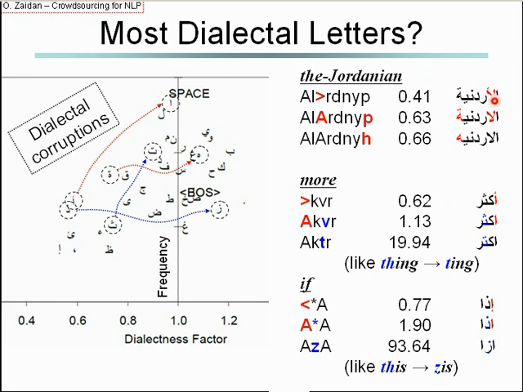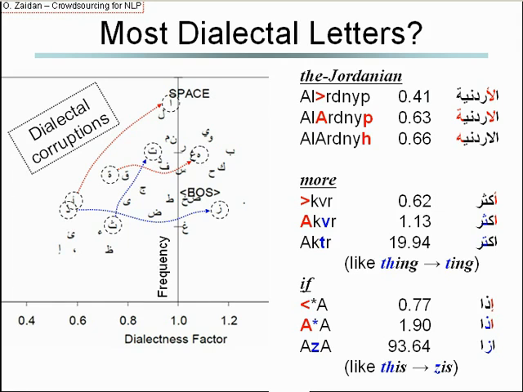There are two possible spelling corruptions of this word, and we see that if you apply one of those corruptions, the dialectness factor increases, and if you apply the other corruption as well, it increases a little further again. In other words, misspelled forms of a word have a higher dialectal factor. People tend to make more spelling mistakes when they're writing in dialect. Or conversely, they try harder not to make mistakes when they're writing in MSA.